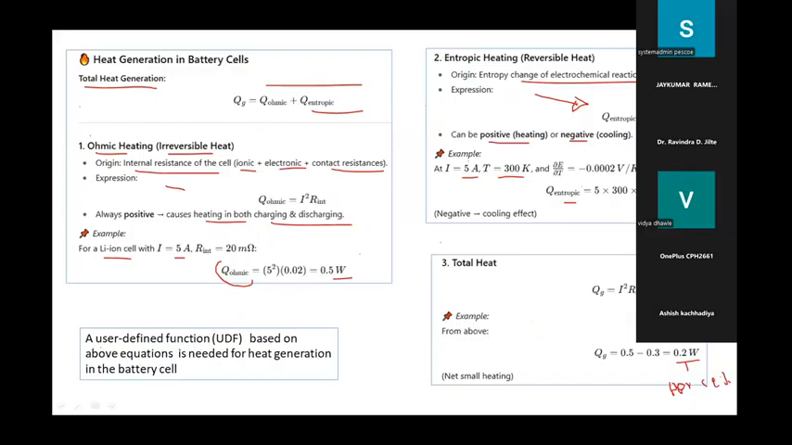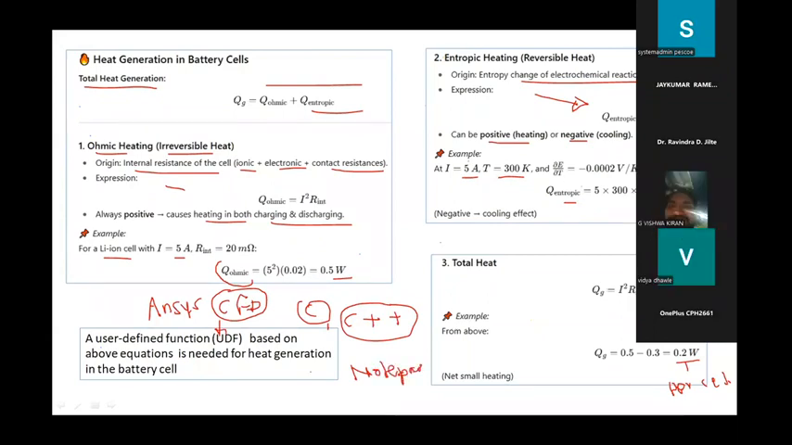All these equations, if you use ANSYS CFD, there is an option of hooking a UDF, that is user defined function. All these equations we can write in either C or C++ in a simple notepad. You can use any editor or notepad. Then you compile it in ANSYS CFD, and this UDF will be available, which will help us in generating the heat during the simulation.